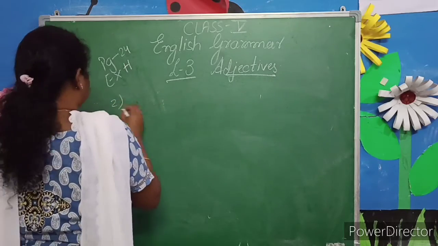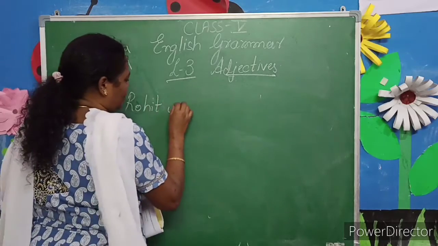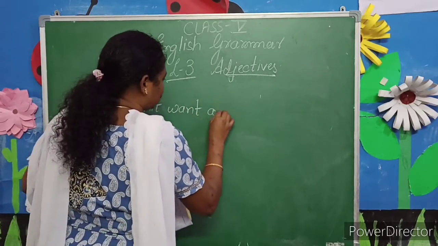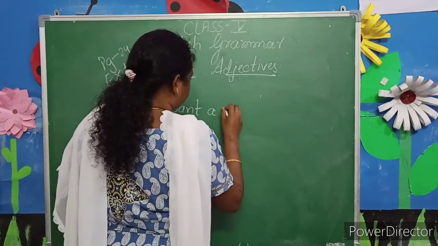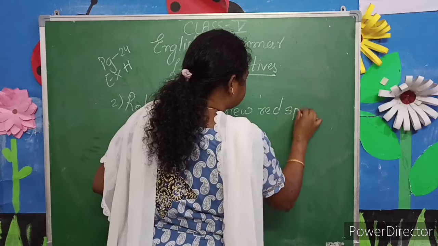Second one. So Rohit wants a new red sports car.